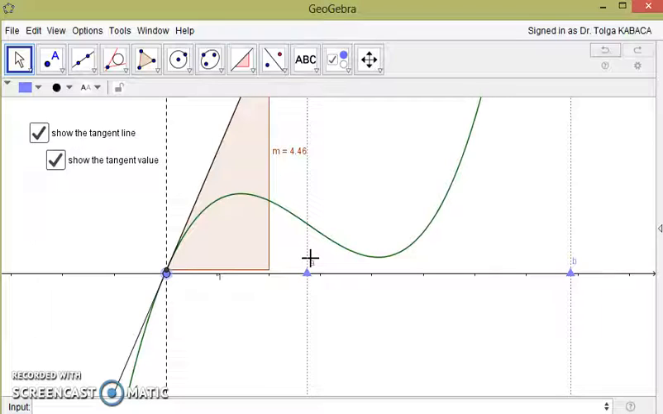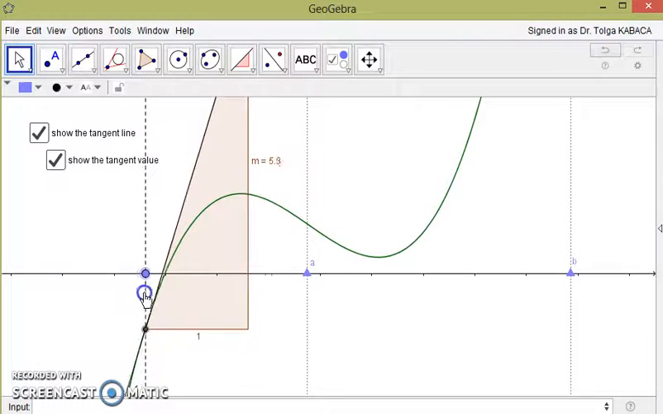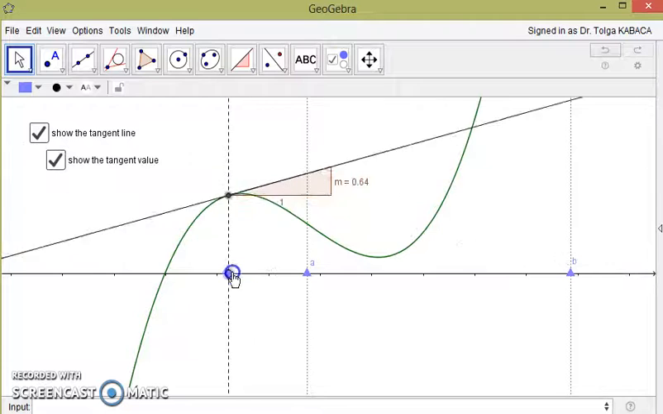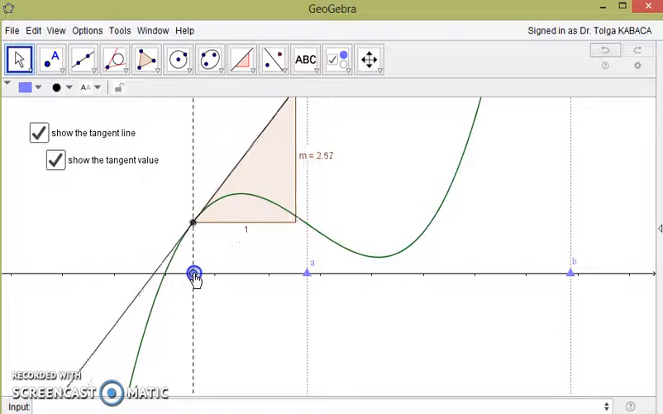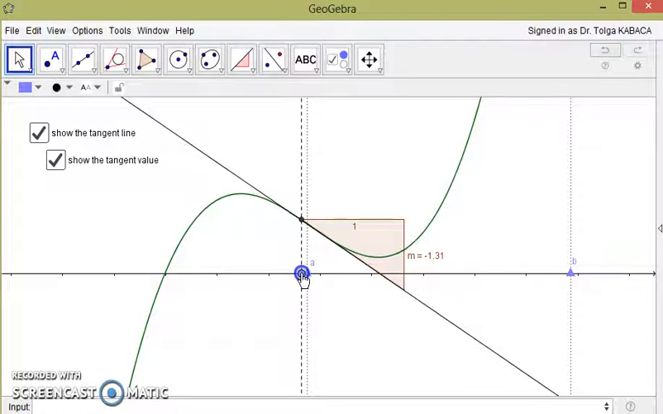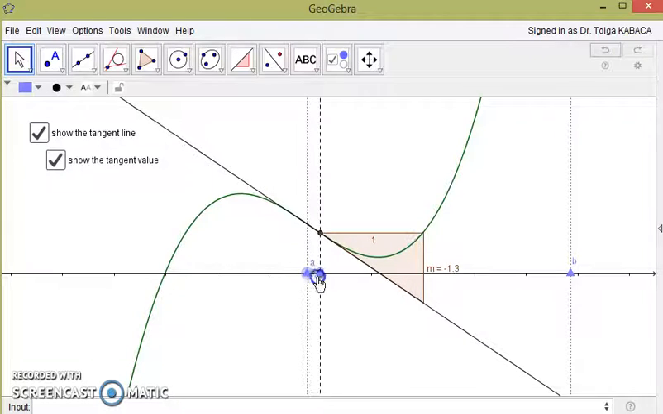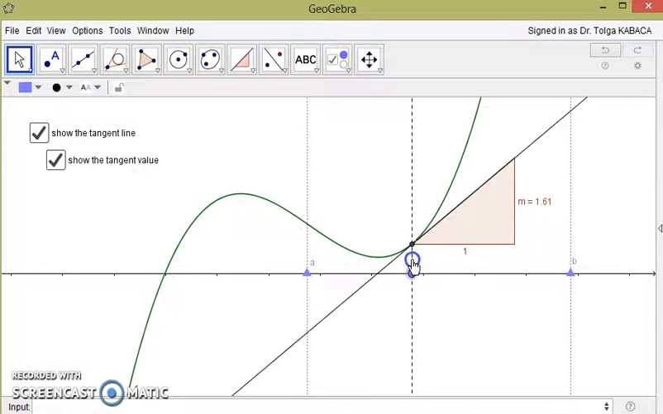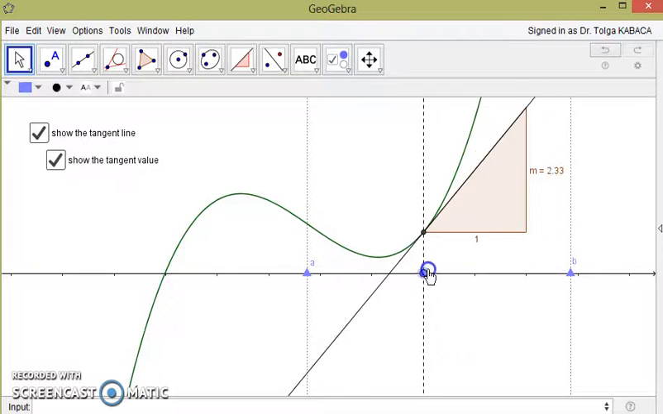Similar to the relationship between a function and its first derivative, a similar relationship exists between the first derivative and the second derivative. Let's comment on this relationship in terms of the second derivative. When the first derivative is decreasing, the second derivative will take negative values. When the first derivative is increasing, the second derivative, the derivative of the derivative, will take positive values.